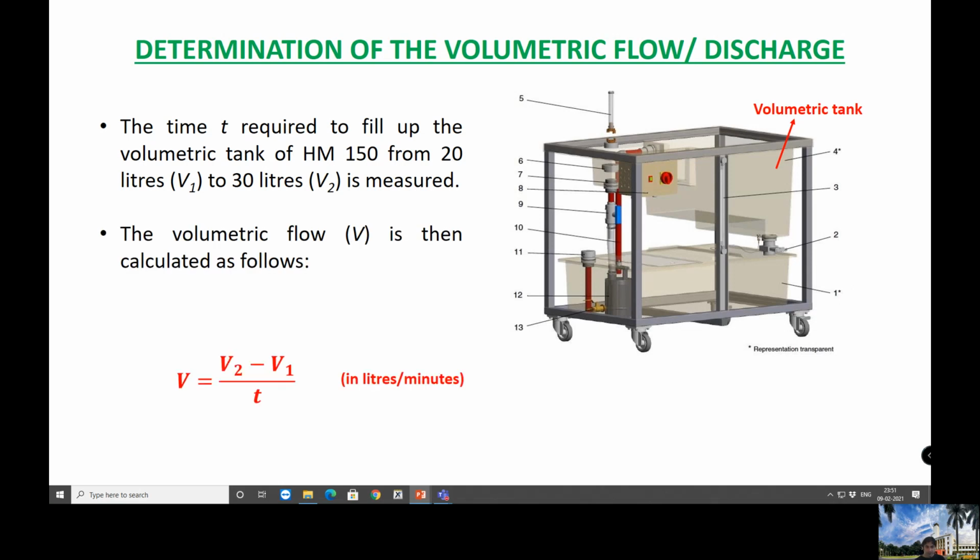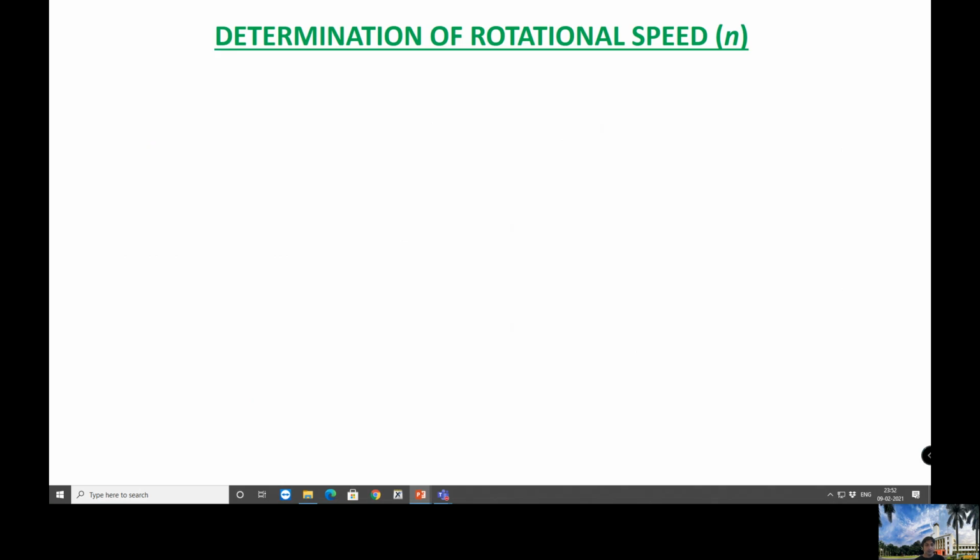Volumetric flow is then calculated, as I told you, as V2 minus V1 divided by t. That will give us volume in liters per minute. During the experiment, it's clearly explained, and this is what you are going to record as well. The readings have been provided to you, but in principle, this is the way we do it.